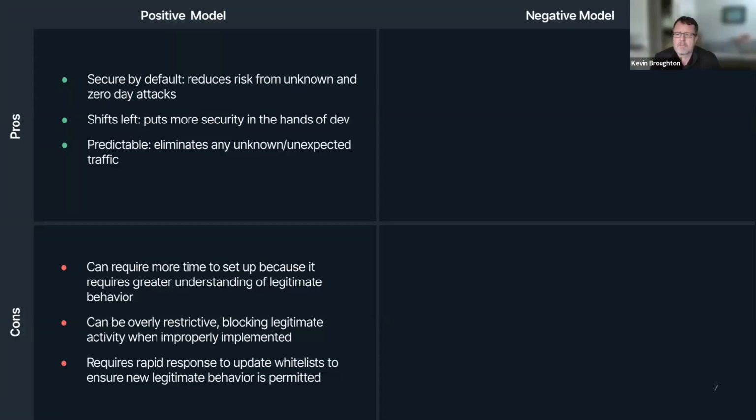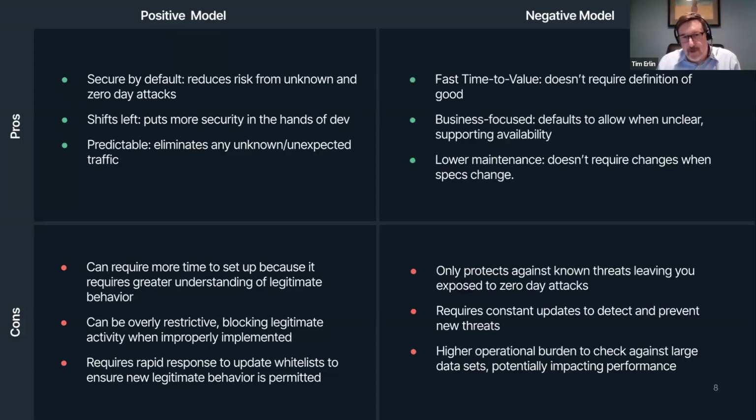Got it. And then there's the maintenance around changes. So if something in the application changes, if there's new behavior that should be permitted, you have to have that rapid response to update those allow lists in order to accurately behave in that positive model as well. So pros and cons for the positive security model. We of course have the same for the negative model to look at as well.